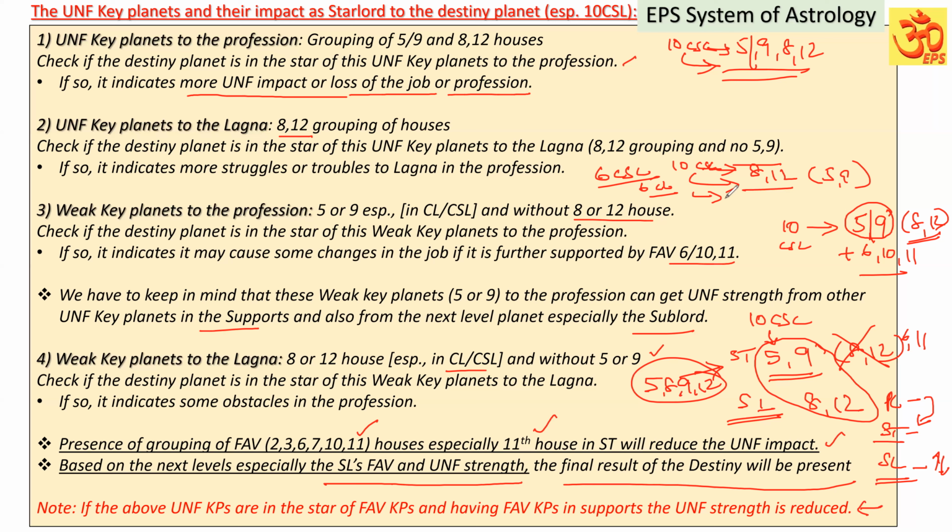So for the analysis methodology, whatever we discussed in the 7 steps, please keep those things and you can refer to them. That will be more useful in studying the destiny, not only for professional prospects but for all events. This is the common rule. So we have studied the unfavorable key planets and their impacts, at the star lord as the star lord to the destiny planet.